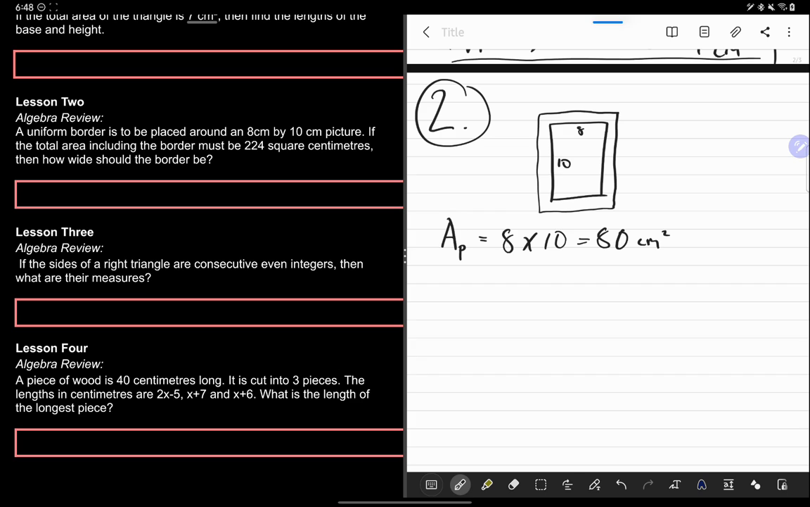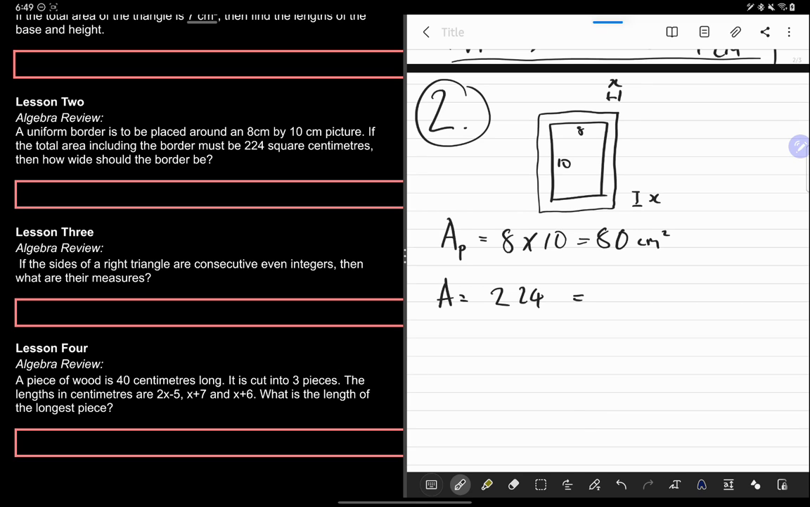Cool. Now, let's say that the border width here is x, right? Let's say it's x all the way through. The thickness of the border is x, or the frame. It's almost like a frame, isn't it? Now we can say it's x and it's just x all the way through because it's uniform. It's going to be the same. Now the entire area including the border is 224.